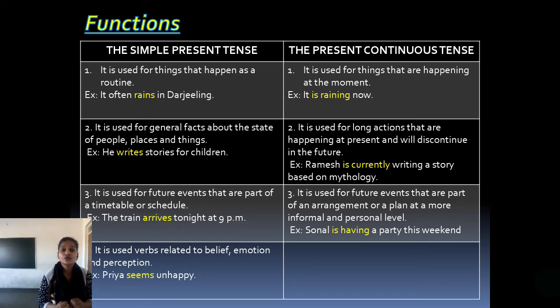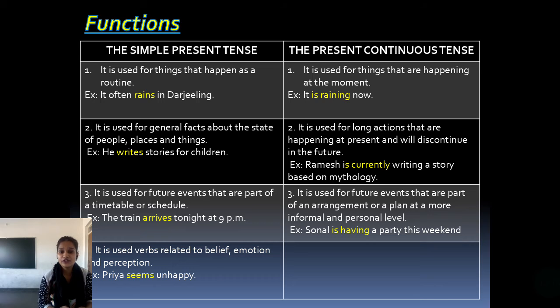Second, it is used for general facts about the state of people, places and things. कि कुछ जनरल फैक्ट्स जो लोगों के बारे में, प्लेसेस के बारे में और थिंग के बारे में, दैट वी यूज फॉर इन द सिंपल प्रेजेंट टेंस. एग्जांपल: ही राइट्स स्टोरीज फॉर चिल्ड्रन. कि वो चिल्ड्रन स्टोरीज लिखता है, तो इट इज फॉर अ जनरल फैक्ट फॉर दैट पर्सन. दैट्स व्हाई वी यूज हियर द सिंपल प्रेजेंट टेंस.